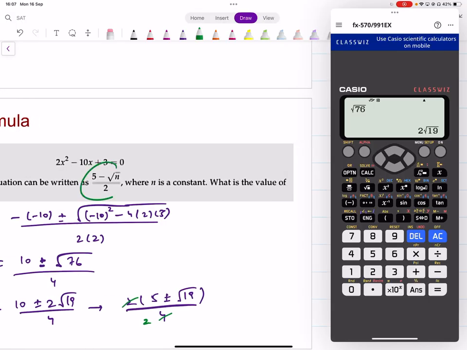Now, one of the solutions is in this form. So you can say 5 minus under root 19 over 2. What's the value of n that you've got? The value of n is 19.